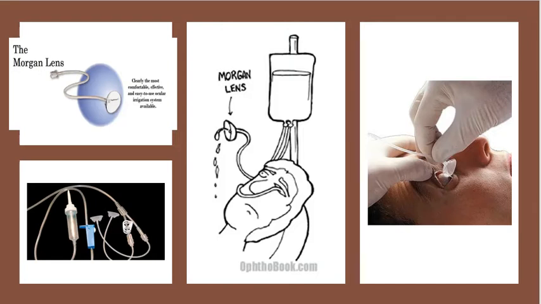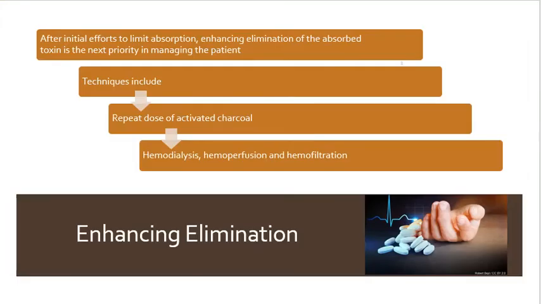So, enhancing elimination. After initial efforts to limit absorption, enhancing elimination of absorbed toxins is really the next priority in managing the poisoned patient. Techniques to enhance toxin elimination include repeating the dose of activated charcoal, fluid diuresis, hemodialysis, charcoal hemoperfusion, and continuous hemofiltration as well.